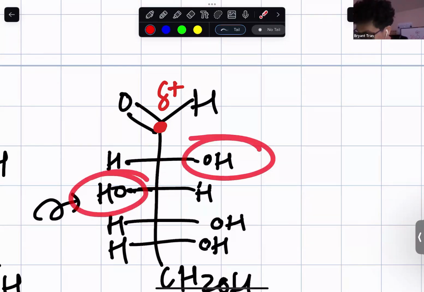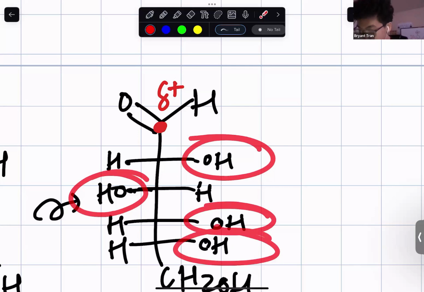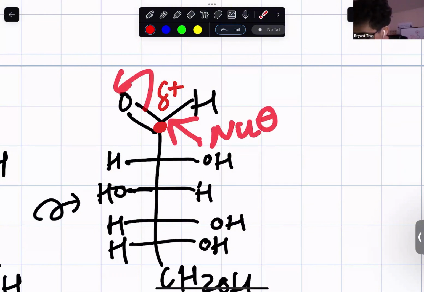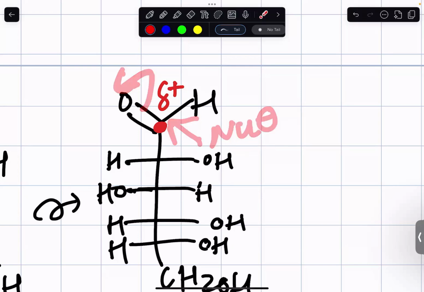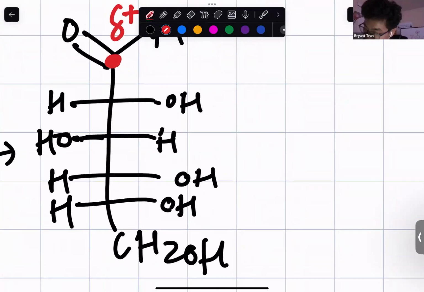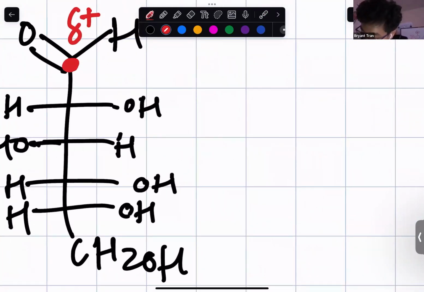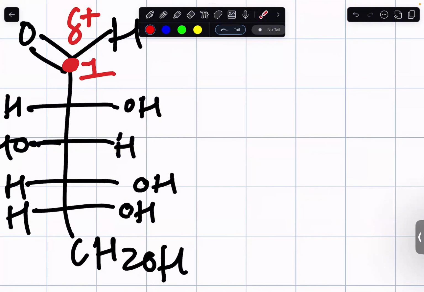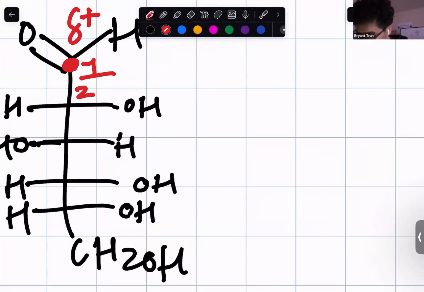These OHs here are terrible leaving groups, right? They're bad leaving groups. Whereas this carbonyl carbon right here has a good leaving group because when a nucleophile attacks it, we could pop that double bond onto the oxygen like that as a leaving group. And so the way that I do this is that I number my number 1 atom, the carbonyl carbon, when I close the ring. And if I want to make a 6-membered ring, I'm gonna keep going down until my 6th atom is my nucleophile. So 1, 2, 3, 4, 5.